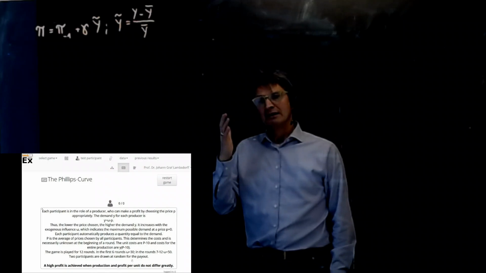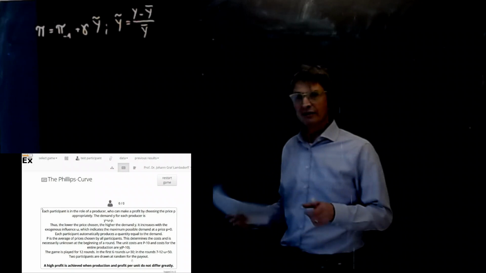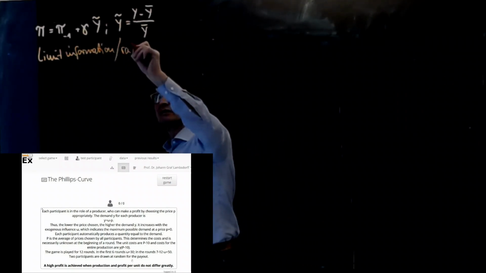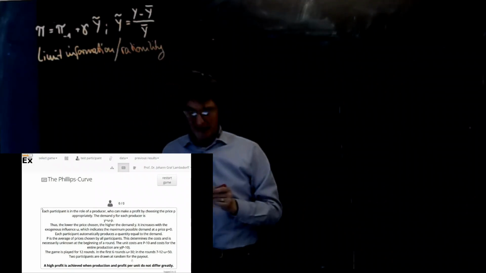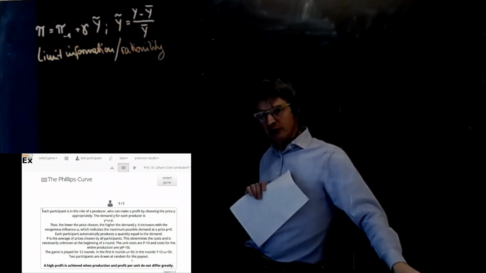So this is one version of the Phillips curve that is quite often found in the literature, and one method for deriving this builds on limited information, and more recently there is more research into limits on rationality and how such limits of rationality might imply this type of a Phillips curve. Now, this is not the only Phillips curve that we know.